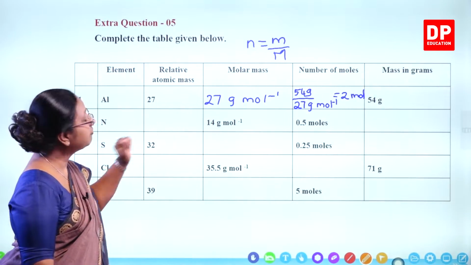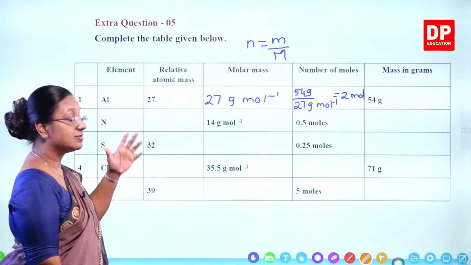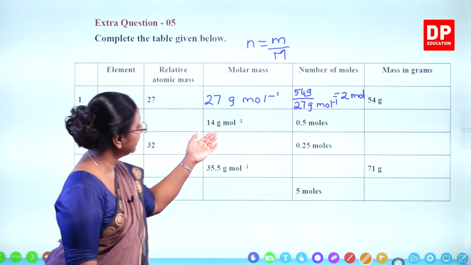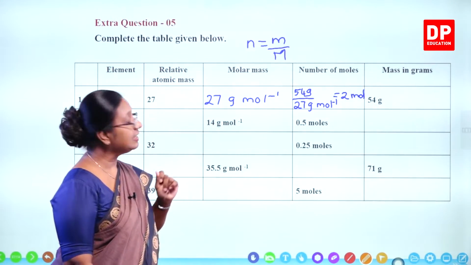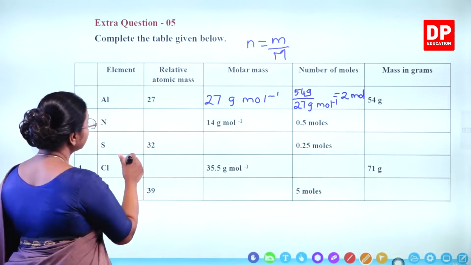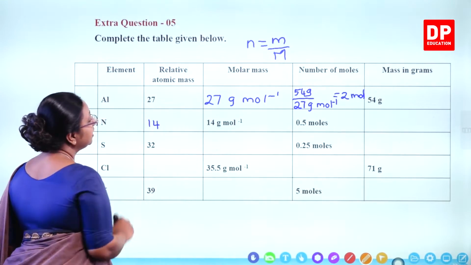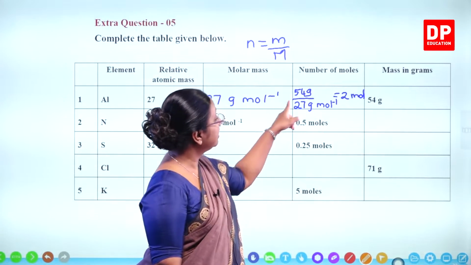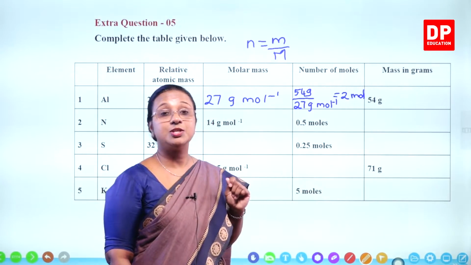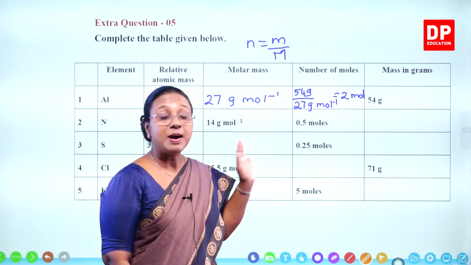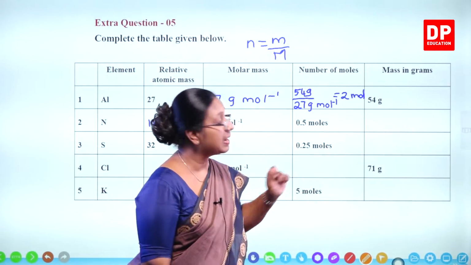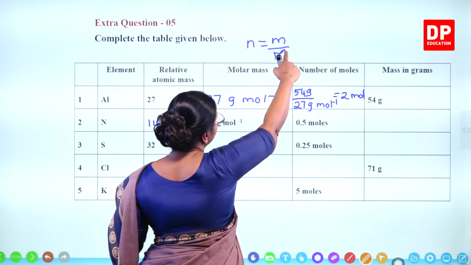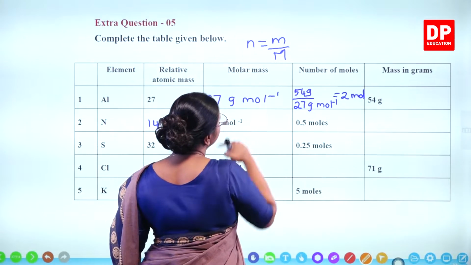Nitrogen. You have to write the relative atomic mass. Already you might remember the value by now, but here it's given, 14 grams per mole. So here we write it without the unit. Then in this, the number of moles is given, 0.5. But you have to find the mass in grams. So what do you do? n equals mass over molar mass.